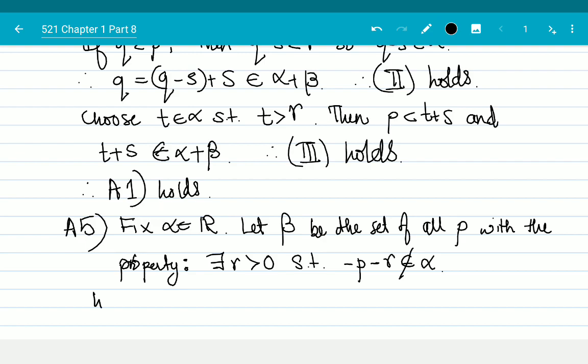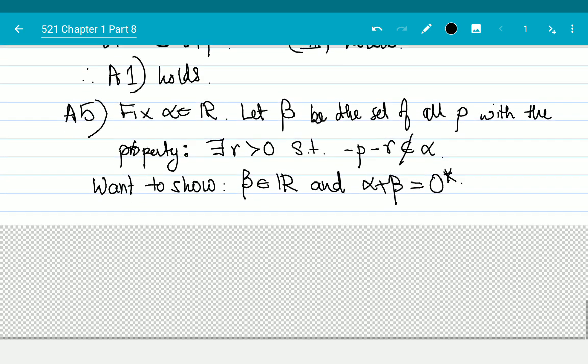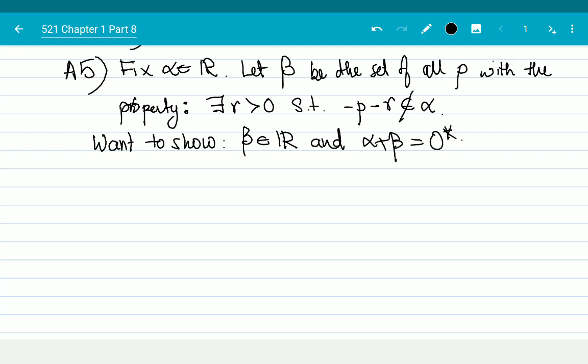Okay? Want to show that beta belongs to R, and alpha plus beta is equal to 0 star. And then, by definition, beta would be more or less fulfilling the role of negative alpha, which is what we want to show in property 5, that the additive inverse exists, right? So, which is why we need to define a smart cut, more or less.